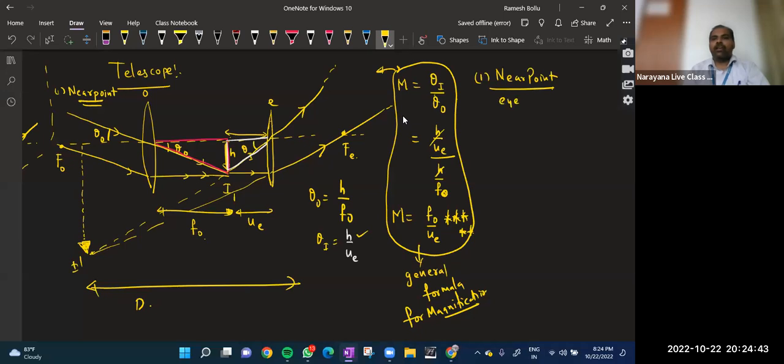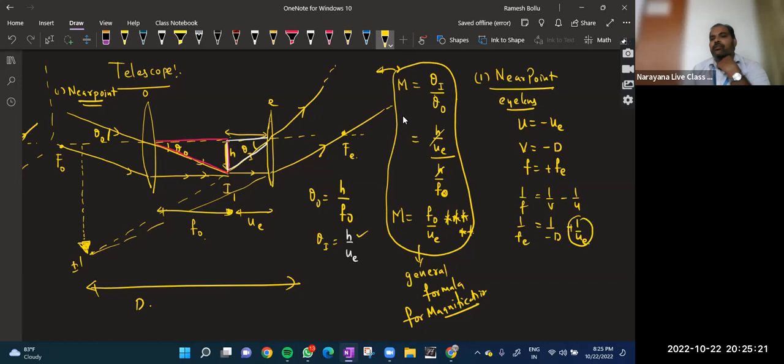Now you focus on the eye lens. For the eye lens, what is the object distance, students? Minus UE only, no? Image distance, how much? Minus capital D only, no? What is the focal length of the eye lens? Plus FE only, no? Which formula do I have to use? 1 by F equal to 1 by V minus 1 by U. 1 by FE equal to how much? 1 by minus D minus 1 by UE. What is the 1 by UE value, students? Minus 1 by D, send this side. So 1 by FE plus 1 by capital D equal to 1 by UE.